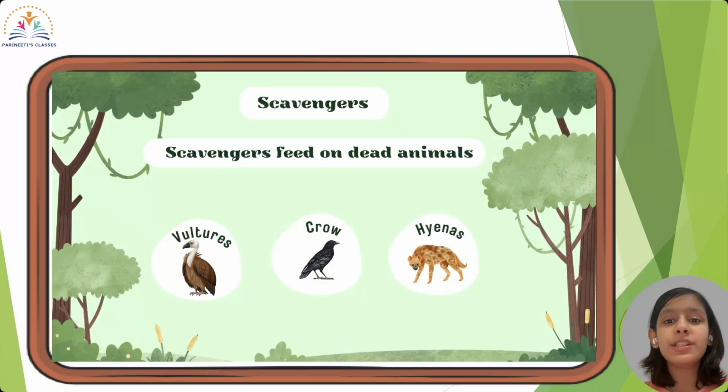Scavengers. Scavengers feed on dead animals. For example, vultures, crows, and hyenas. Have you ever noticed scavengers in your surroundings? I have, and it's so fantastic to see how they help keep our environment clean.